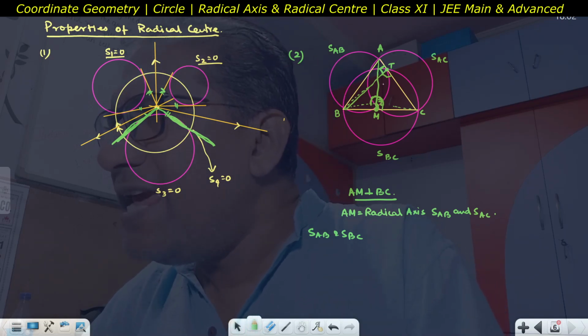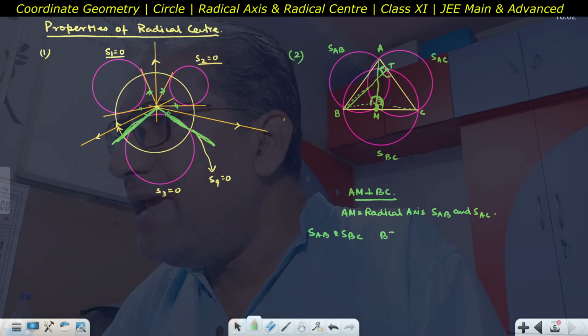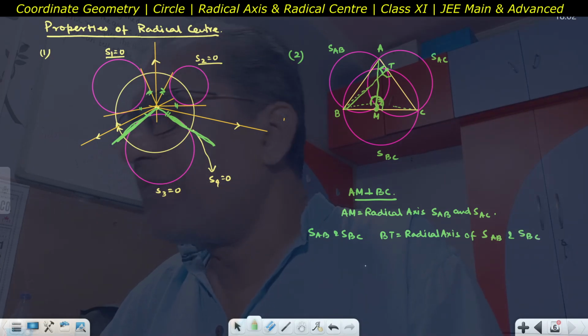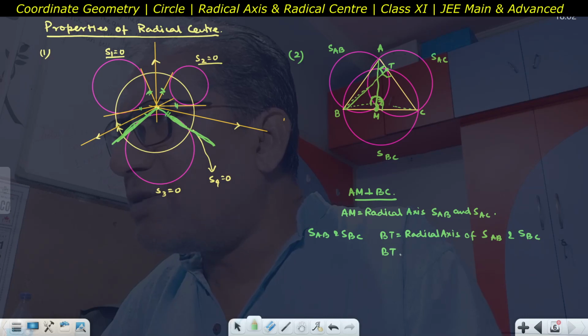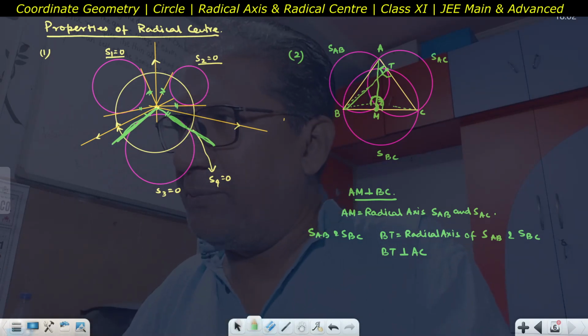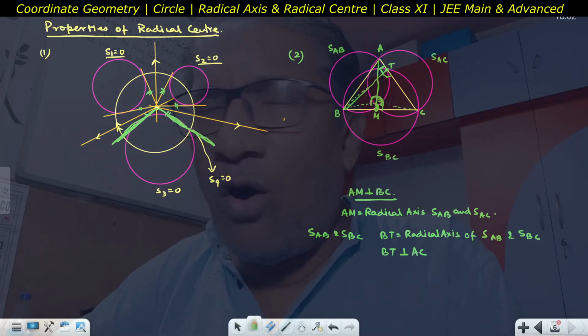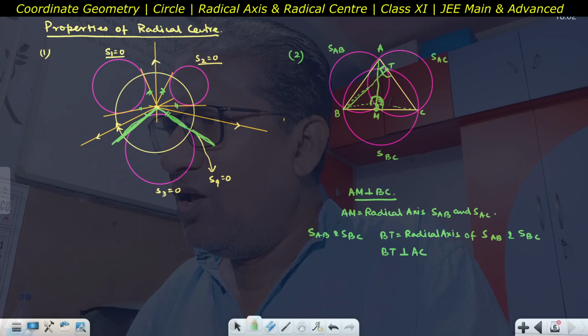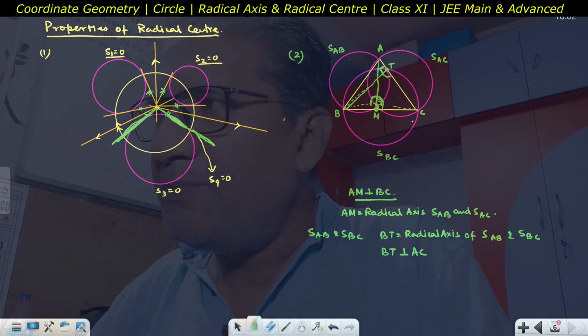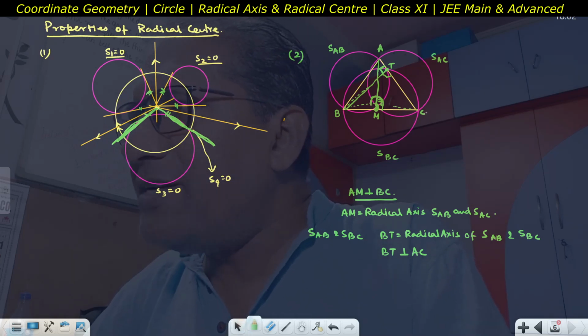Therefore, your BT, which is basically the radical axis of S AB and S BC, is perpendicular. That is, BT is perpendicular to AC. Just now we have given you the argument why it is perpendicular and why this point T is lying on AC. So we have seen that BT is perpendicular to AC, as well as AM is perpendicular to BC.